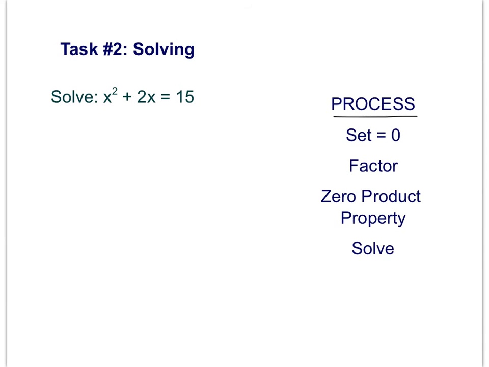So as I look at this, the equation is not equal to 0. I need to move the 15 over to the other side to get this equation equal to 0. So I get x squared plus 2x minus 15 equals 0. So here now I have a trinomial and I want to factor this. So I'm going to use the diamond method.